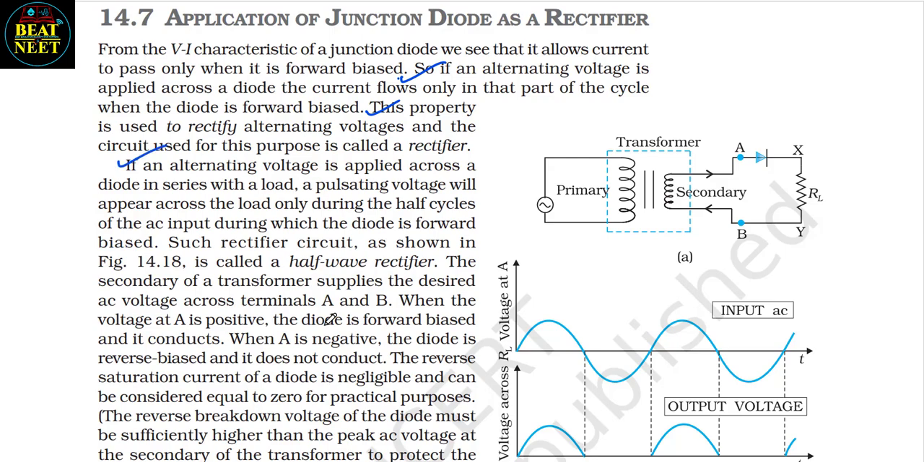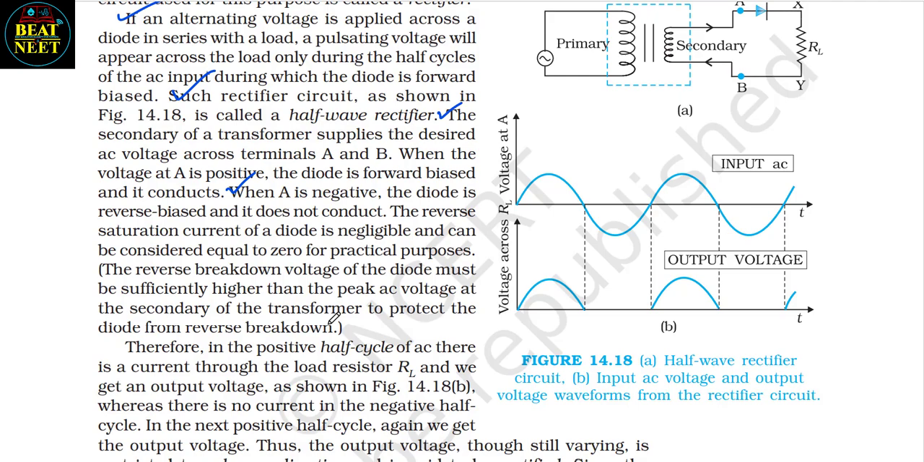If an alternating voltage is applied across a diode in series with a load, a pulsating voltage will appear across the load only during the half cycles of the AC input during which the diode is forward biased. Such a rectifier circuit, as shown in figure 14.18, is called a half wave rectifier. The secondary of the transformer supplies the desired AC voltage across terminals A and B. When the voltage at A is positive, the diode is forward biased and it conducts. When A is negative, the diode is reverse biased and it does not conduct.